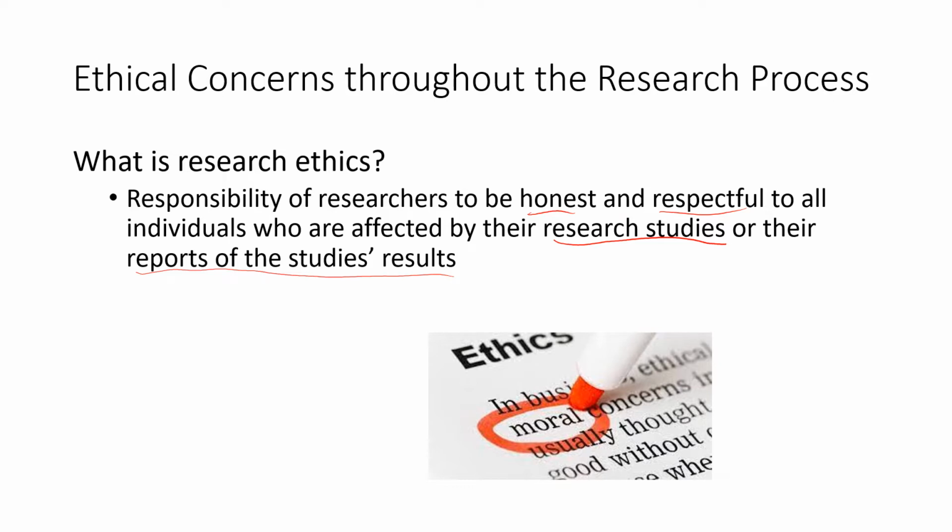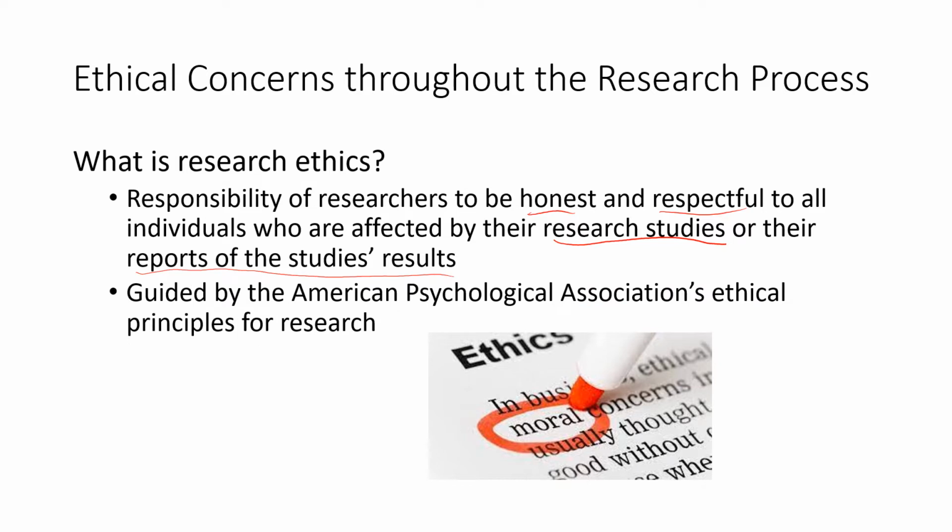So this is where things like anonymity are going to come in, or other things relating to that, because if you do a report on it and it causes harm to someone outside of the study, then that is something that would be unethical. So when it comes to research ethics, it's about reducing harm to both participants of the study and those who may be harmed as a result of the study. And it's guided by the American Psychological Association's ethical principles for research, and we will talk about those later.